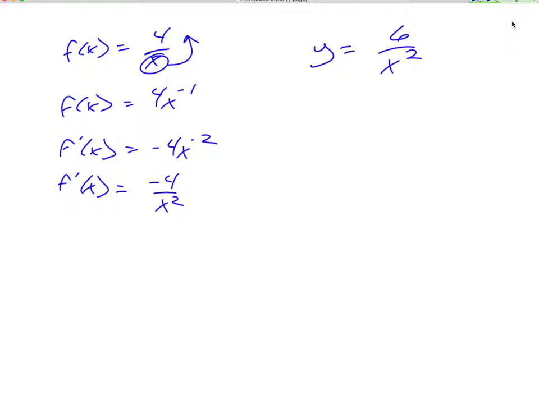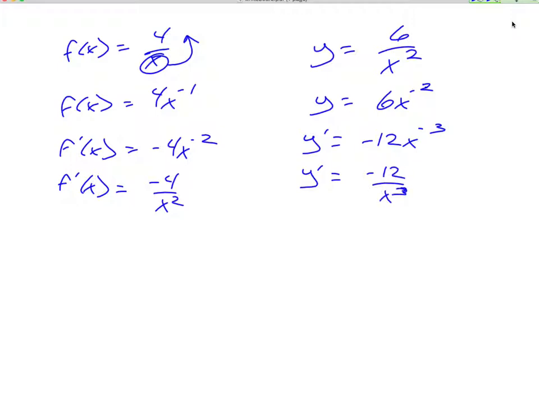Now y equals 6 over x squared. Negative 12 over x to the third is what it's going to end up being. Let's go ahead and move it. So I get that. Then I take the derivative. Negative 2 times 6 is negative 12. I subtract 1, makes it negative 3. I move it back down. I end up with negative 12 over x cubed.